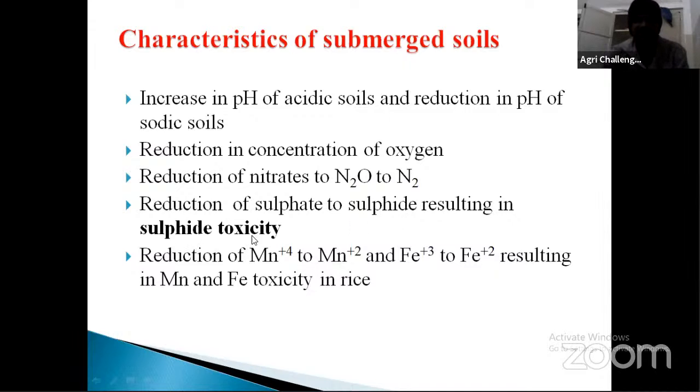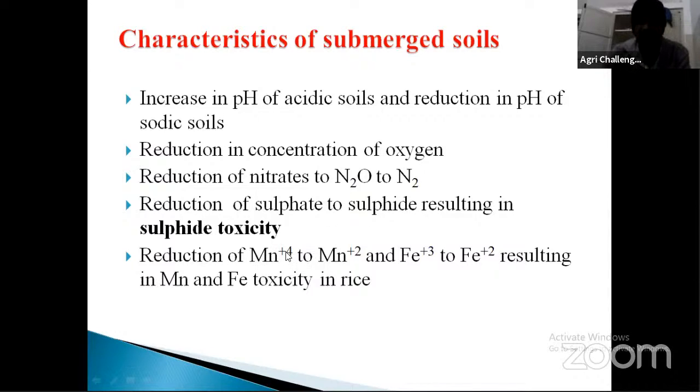It might result in sulfide toxicity, which is harmful for the rice crop. And this sulfide will react with the hydrogen and form hydrogen sulfide. Hydrogen sulfide causes Akiochi disease in the rice crop.